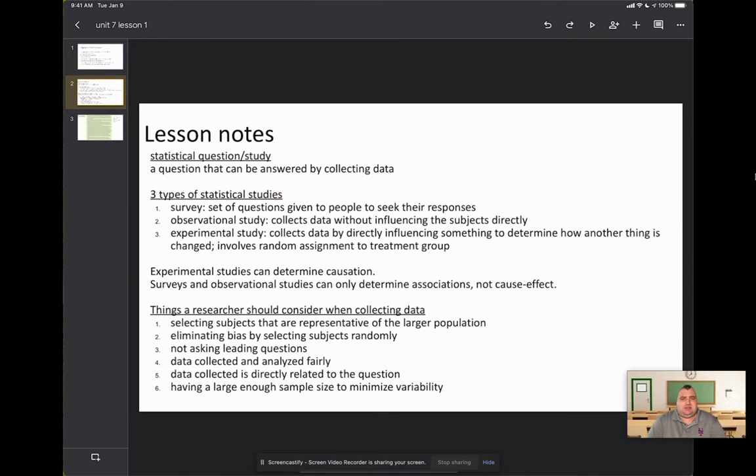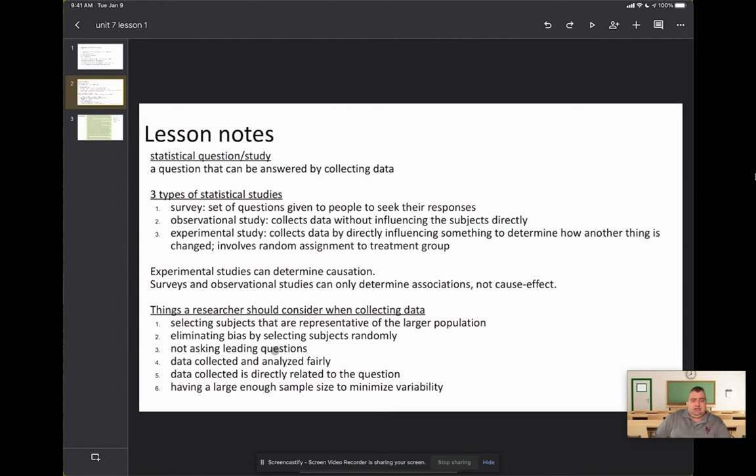An experimental study, unlike the other two, as it says here, can be used to determine causation. In other words, you can prove whether one thing causes another thing to happen by doing an experimental study, cause and effect, essentially. The other two, surveys and observational studies, are only used to determine possible associations. They cannot be used to prove any sort of cause-effect relationship. If you want to prove some sort of cause-effect relationship, you need to do an experimental study.